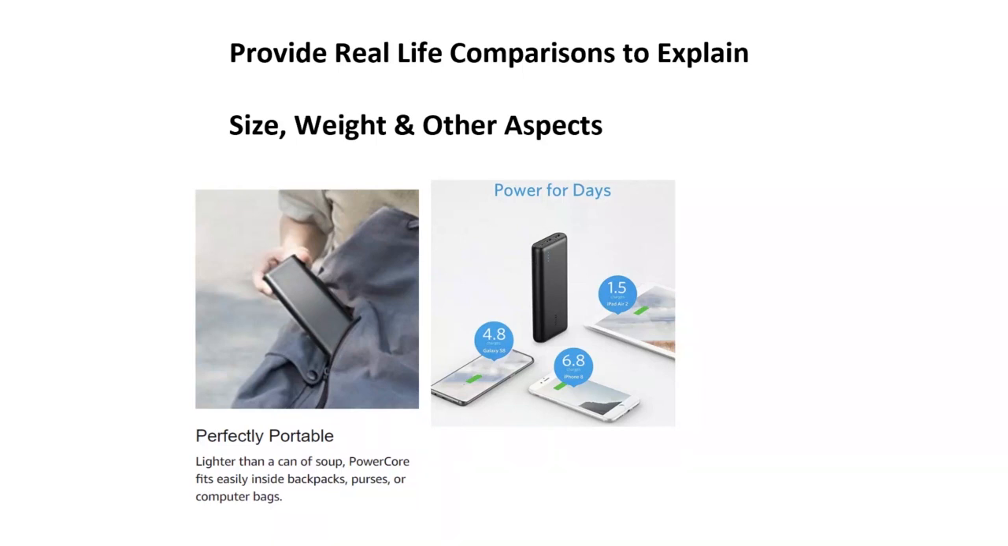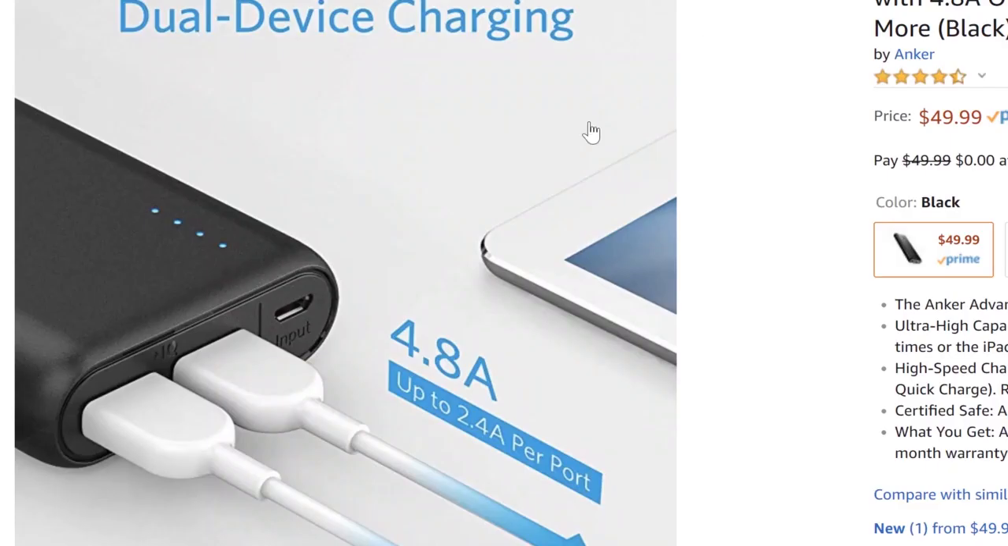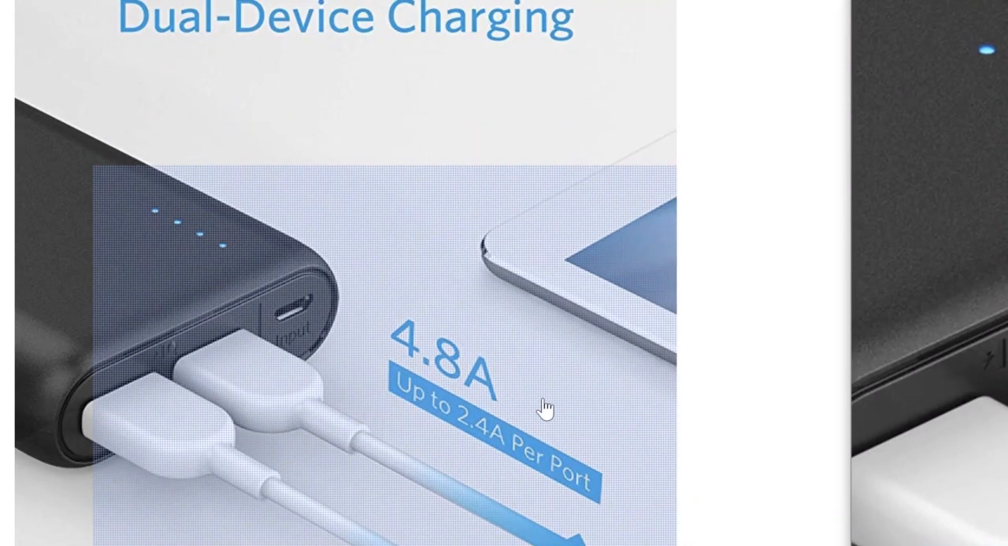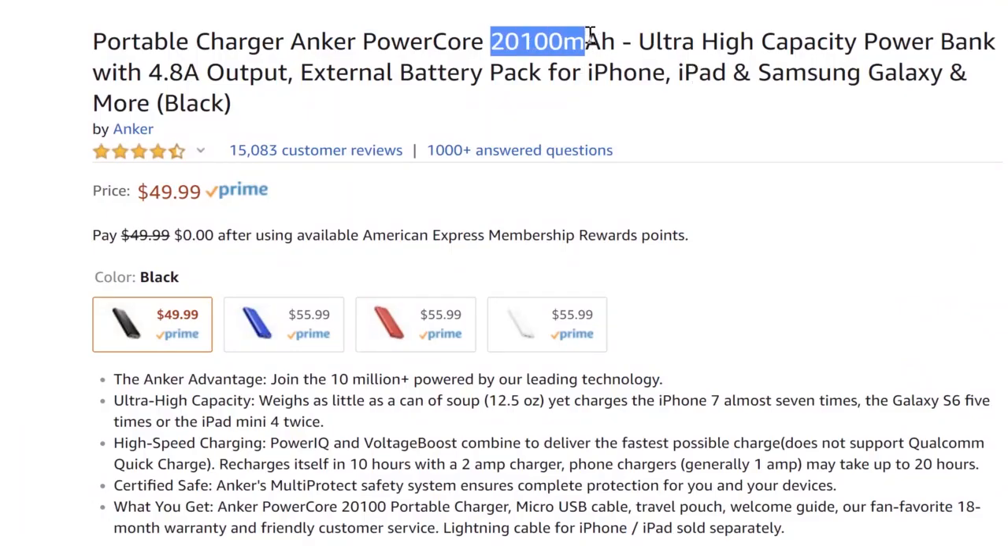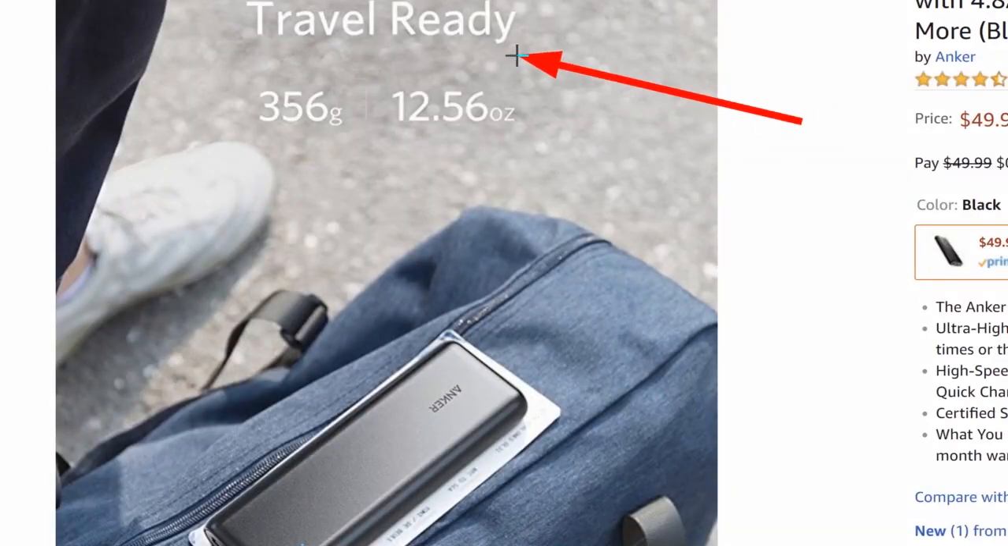If you have a product that is hard to describe and portray the size of it or the weight, some other aspects, a really powerful tool is to provide some real life comparisons that they can explain. So when we look at some of these pictures, this 4.8 amps does not mean much to a lot of people. If we go up here, 20,100 milliamps still really doesn't mean that much to the general consumer.